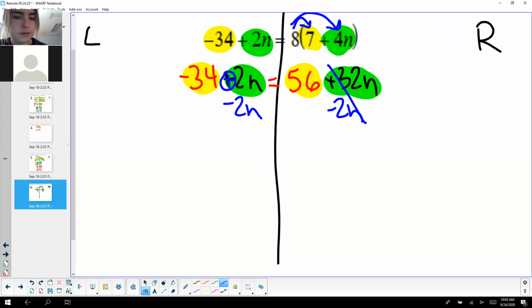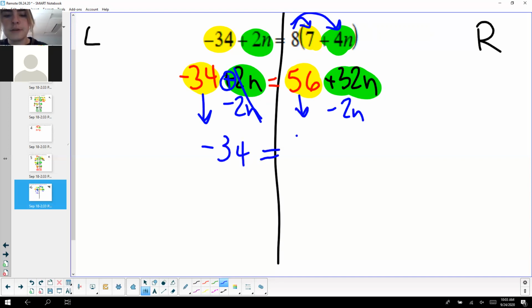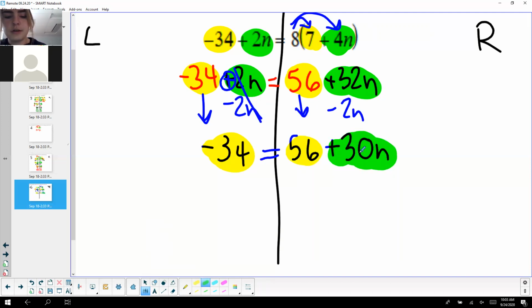Oh, I don't know why I did that, sorry. I'm going to cross this out. I'm going to subtract 2n from either side. So I'm going to bring down negative 34 equals, I'm going to bring down my 56, and then 32n minus 2n equals 30n. Finally, I'm going to highlight my constants. I'm going to highlight my variable terms.